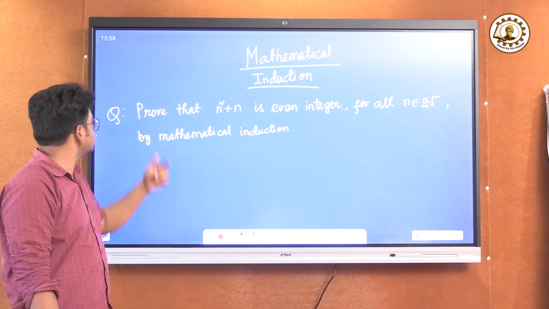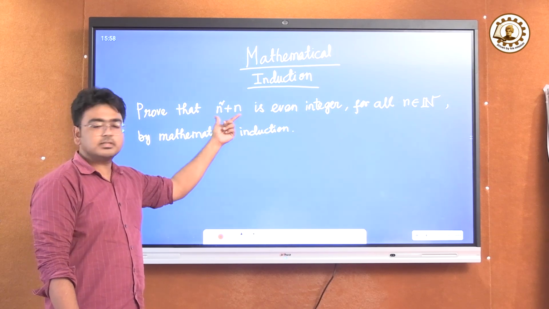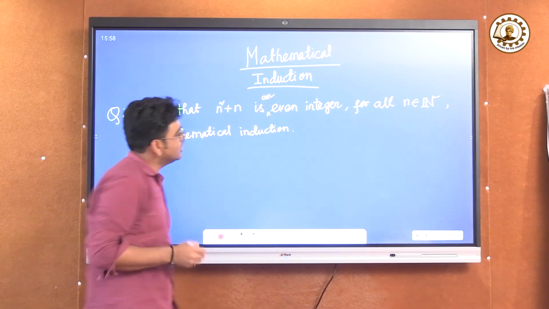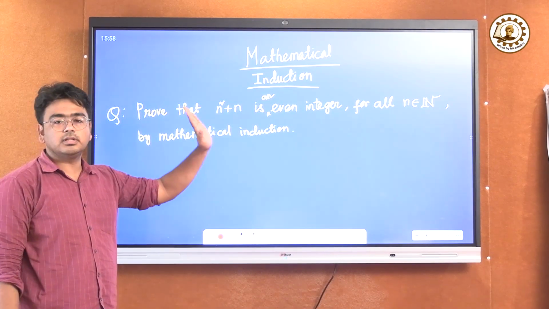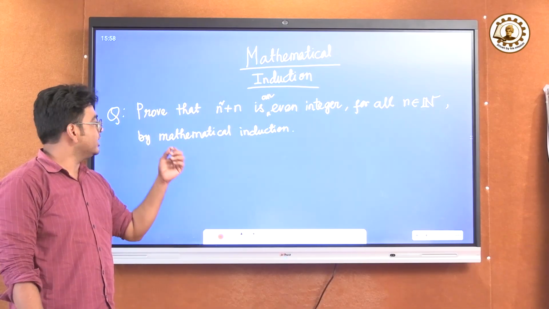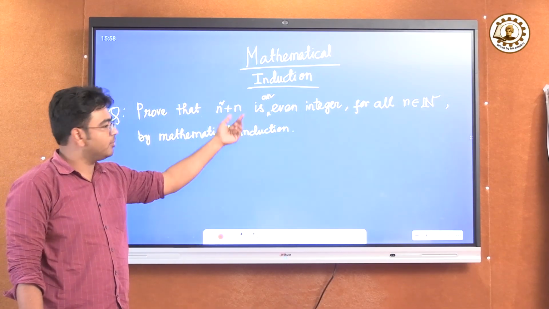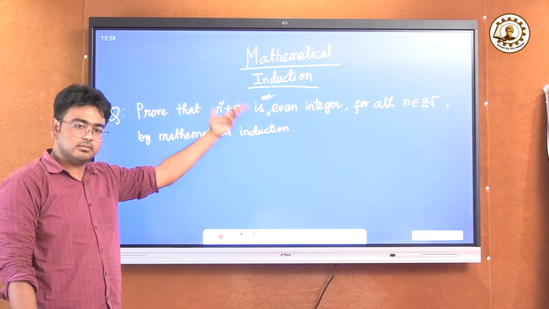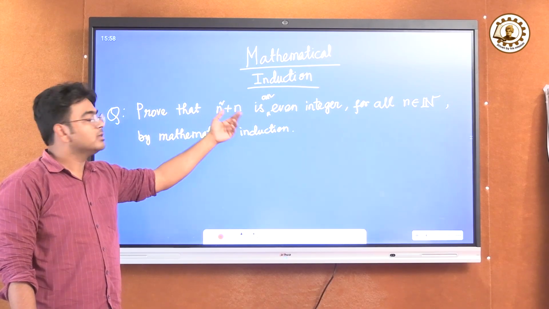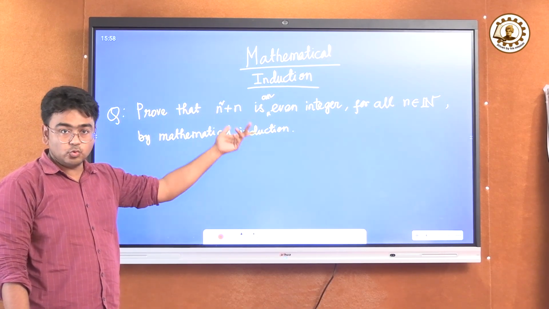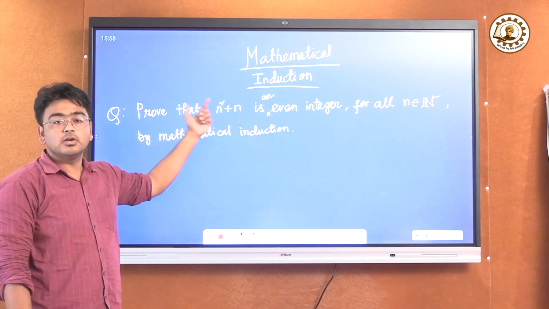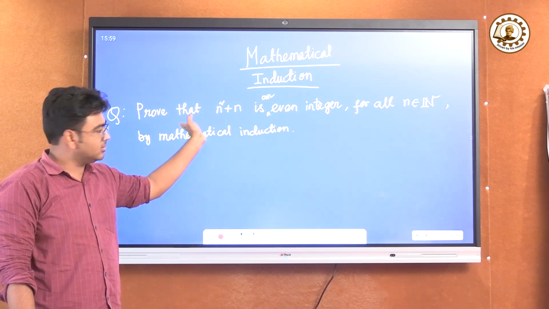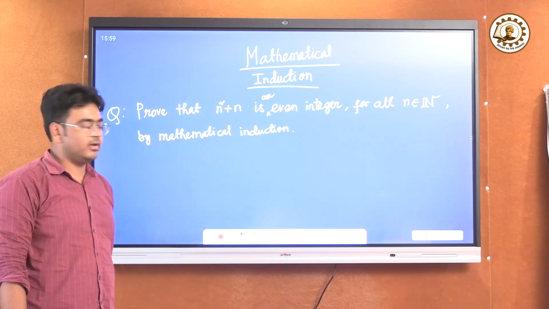So here the question is to prove that n square plus n is an even integer for all n belonging to the natural numbers. That means if we take n equals some natural number, for example n equals 1, then n square plus n is 2, that is an even integer. Similarly, if I take n equals 2, then n square plus n is 2 square, that is 4, plus 2, and the summation is 6, that is also an even integer.